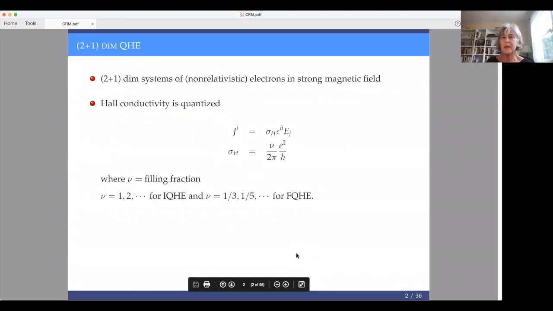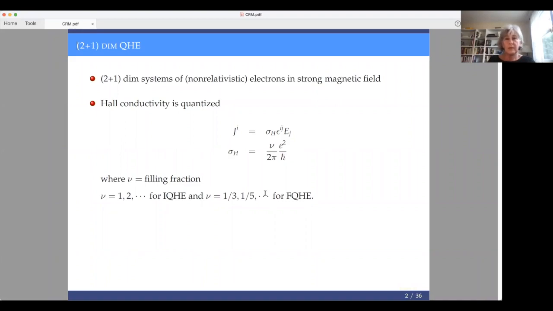So let me start with some of the basic features of the standard quantum Hall effect in 2 dimensions. We deal with systems of non-relativistic electrons in a strong magnetic field. The main feature of this effect is, of course, that the Hall conductivity is quantized, given in this formula, which relates the external electric field and the generated current perpendicular to that field. And sigma is the Hall conductivity, given in terms of the filling fraction, which is an integer for the integer quantum Hall effect, and takes very special fractional values for the fractional quantum Hall effect.